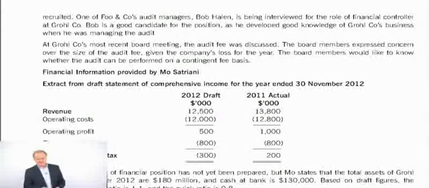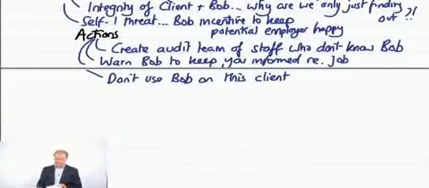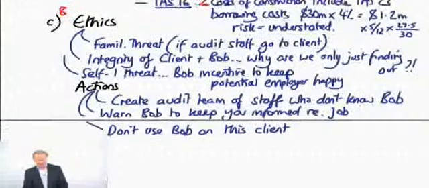At Grohl's most recent board meeting, the audit fee was discussed. Board members expressed concern about the size of the audit fee given the company's loss for the year. A loss for the year you could argue is a business risk, by the way. The board members would like to know whether the audit can be performed on a contingent fee basis. Fantastic, we've got another ethical issue. And I've run out of space.